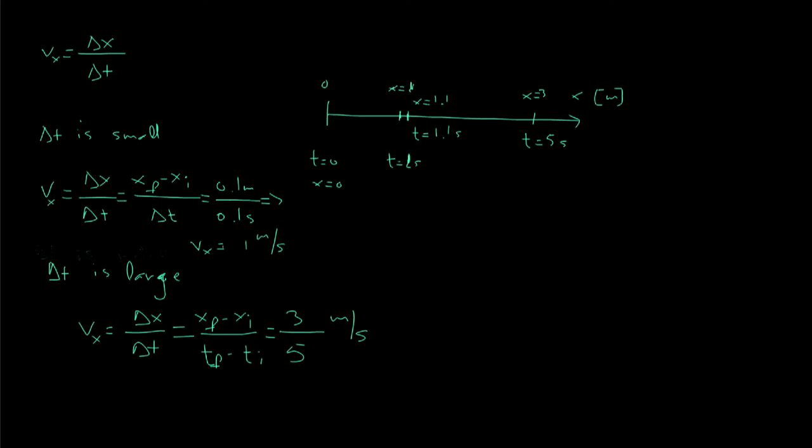Note the difference. The instantaneous velocity I estimated to be 1 meter per second. The average velocity for the phenomenon was 3/5 meters per second, which is less than 1. So this is telling me that there were times during this motion that I had an instantaneous velocity more than 3/5. Sometimes the velocity was less than 3/5, but on average the velocity from 0 to 3 meters was 3/5 meters per second.